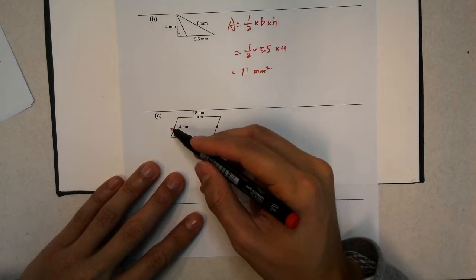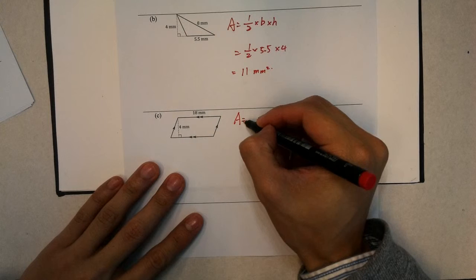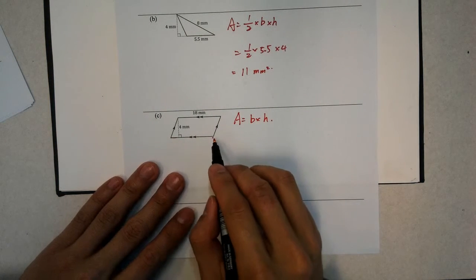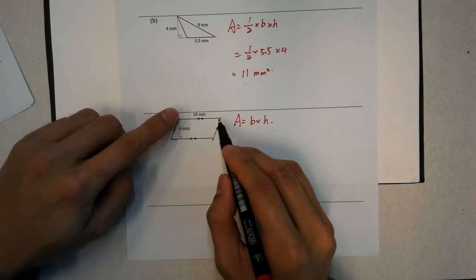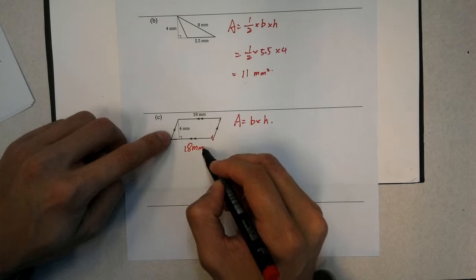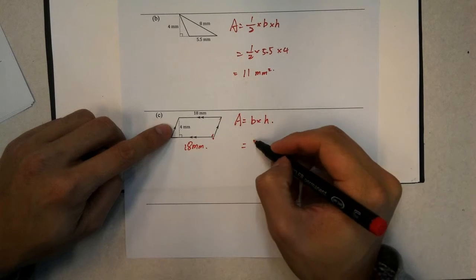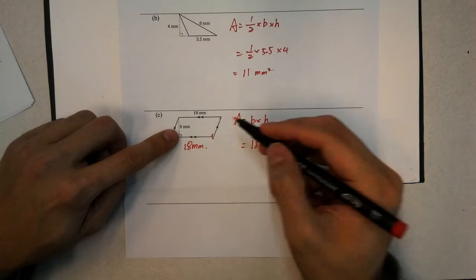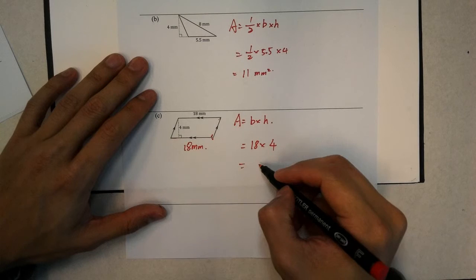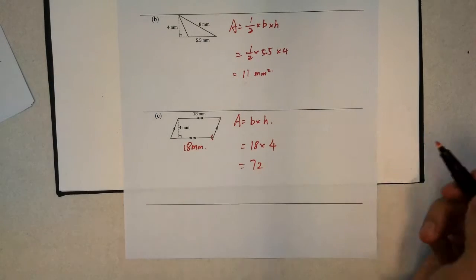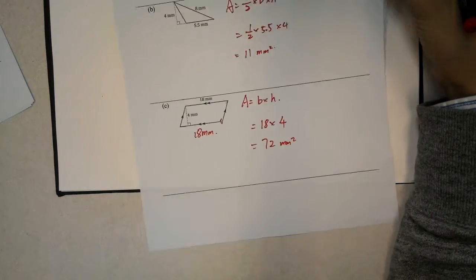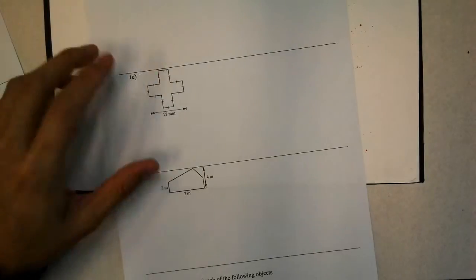This is a parallelogram. The area of a parallelogram is base times height. So base is here, we don't have it, but we know that in a parallelogram these two sides are the same. So the base should be 18 centimeters too. So therefore base is 18, 4 is the height. So then we have the answer, which is 72 millimeters square. So these are the areas.